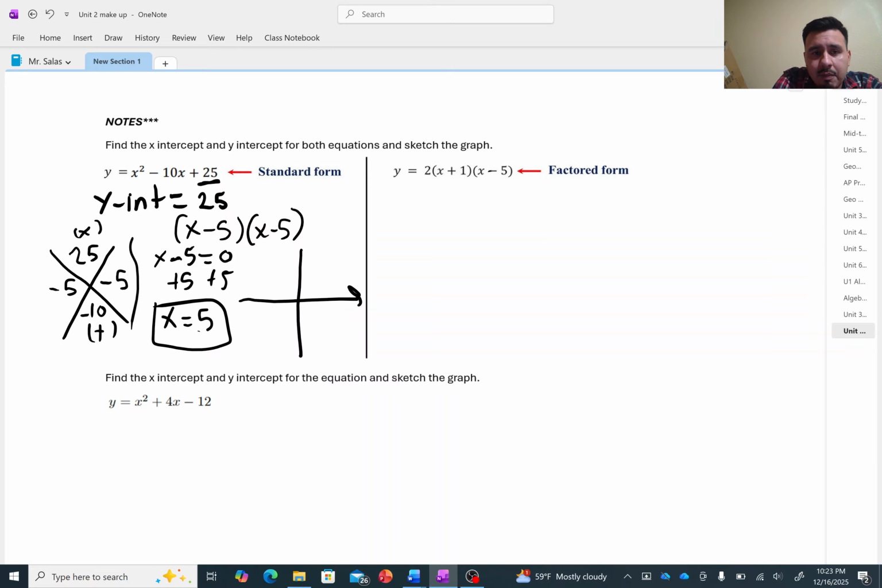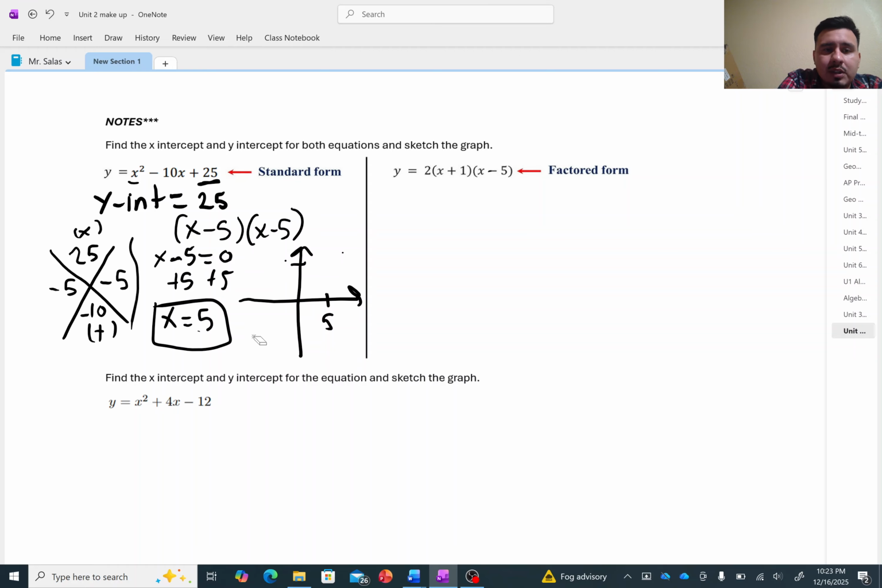Here's my graph. I know because it's a power of 2, it's going to be a parabola. It's a parabola. But whoops. Sorry, I got ahead of myself. It's a parabola. It has an x-intercept at 5. So at 5, here's my x-intercept. My y-intercept is at 25.